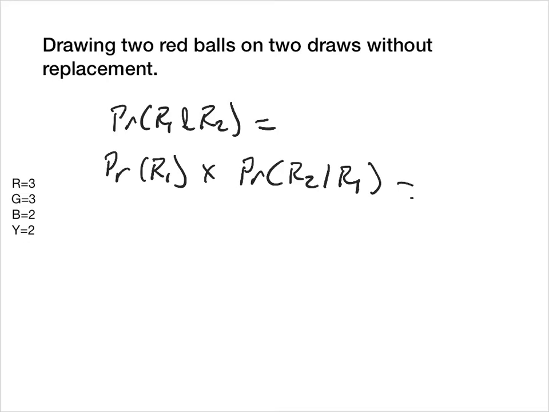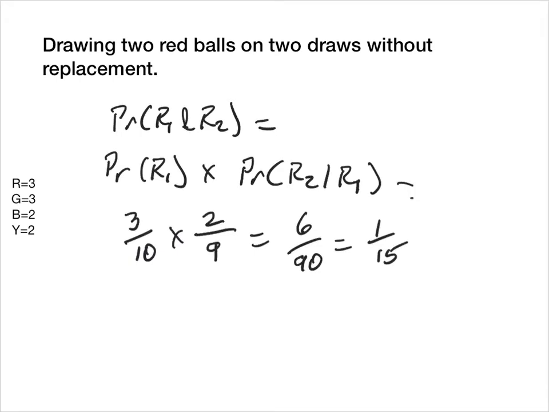Okay, so what is that equal to? Well, our first one, we've got 3 red balls, 10 balls in the jar, times, now here's our second. We've taken a red ball out, we assume, so now we've only got 2 left, and we only have 9 balls, right? So that comes out to 6 over 90, which reduces down to 2 over 30, which is 1 over 15, all right?